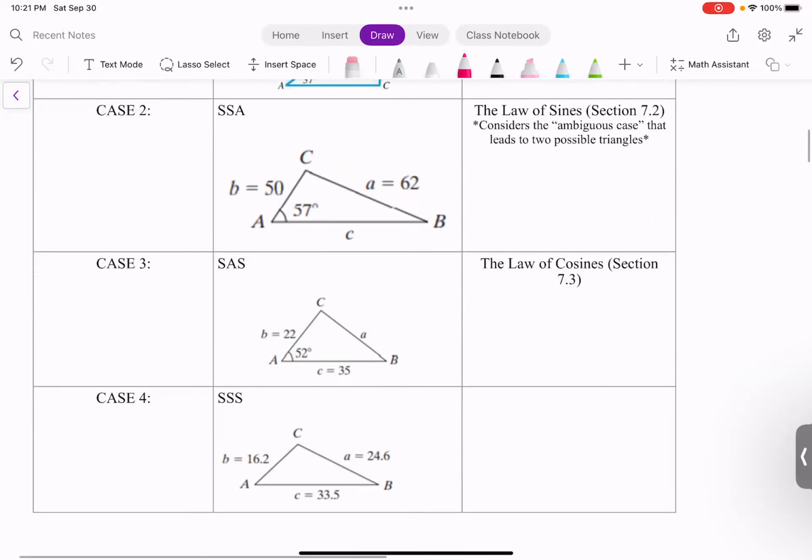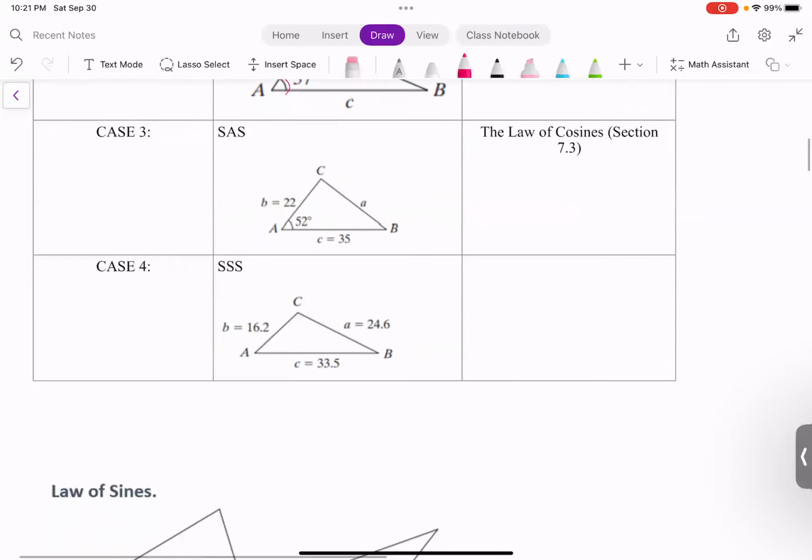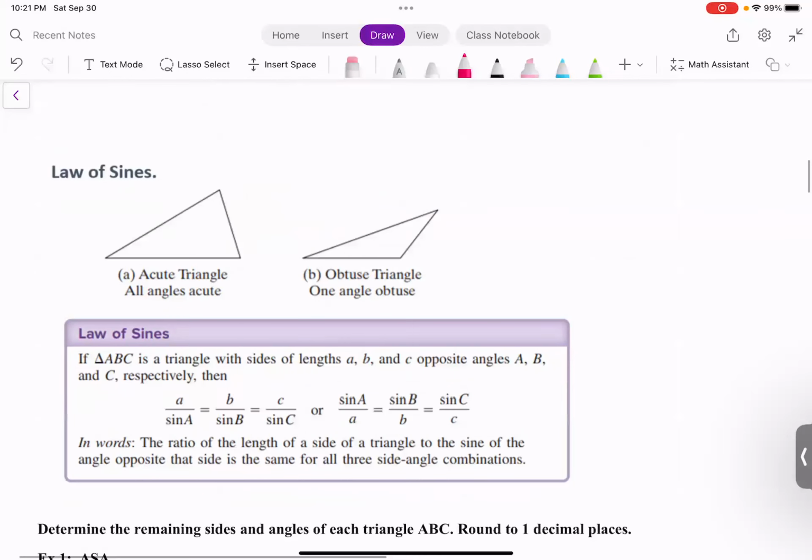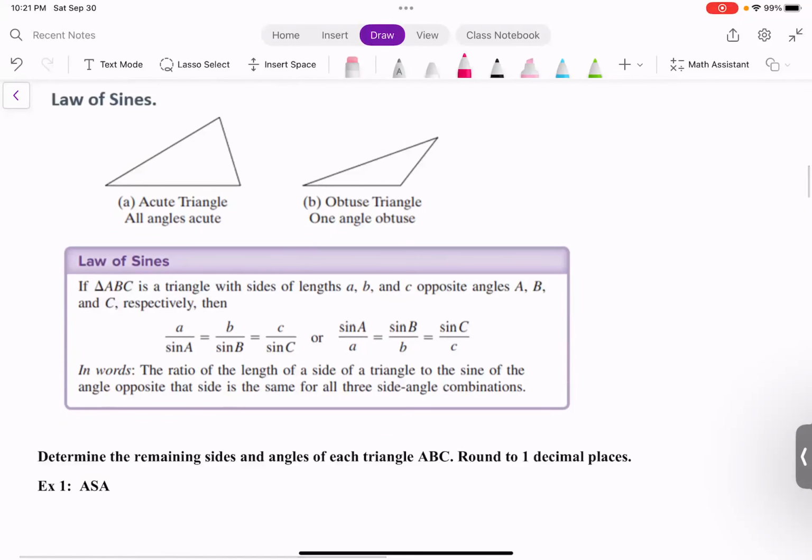In chapter 7.2, we're learning the law of sines, with the SSA case. SSA means we have S first, then S, and the angle A. Case 3 is SAS, and case 4 is SSS. We're learning these two cases in chapter 7.3. This is the law of cosines. All right, let's see the law of sines.